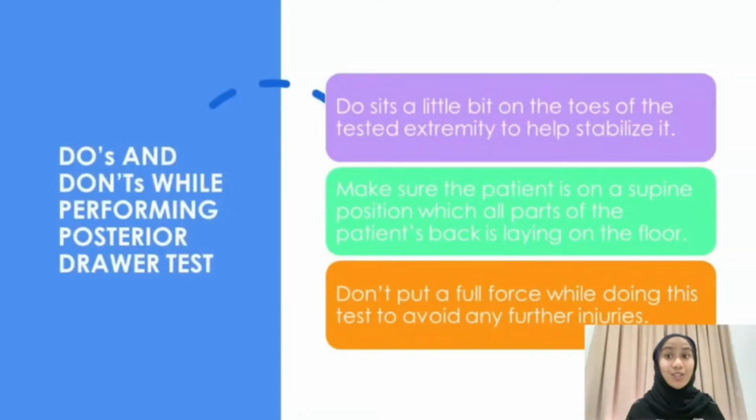Lastly, the do's and don'ts while performing the posterior drawer test. Do sit a little bit on the toes of the tested extremity to help stabilize it. Make sure the patient is in a supine position, with all parts of the patient's back lying on the floor. And lastly, don't use full force while doing this test, to avoid any further injuries.